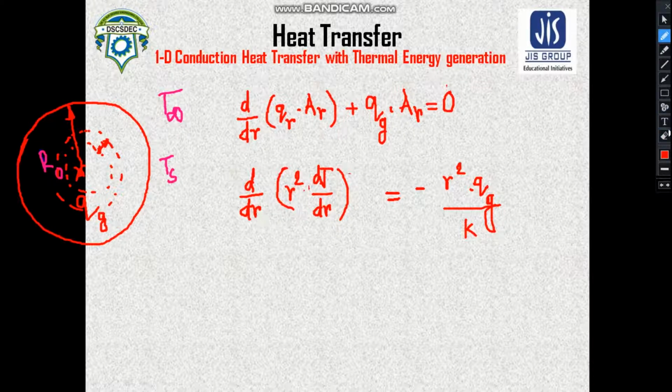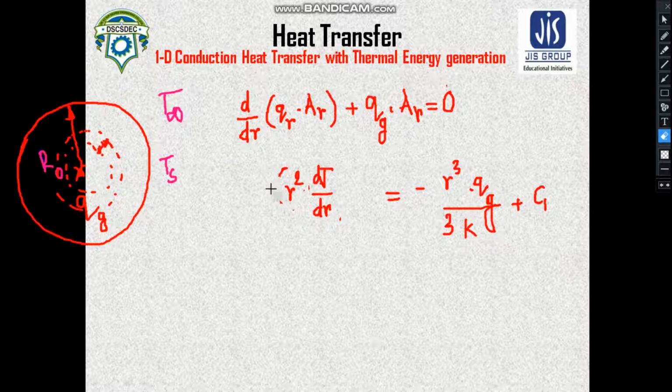After the first integration, what will happen? I am not going into the detailed calculations, because that would take much time here. So it will be r cube by 3 plus c1, right? c1 is our first integrating constant. So r square dT/dr becomes equal to minus r cube by 3 into qg by k plus c1. So this is our first understanding after the integration.